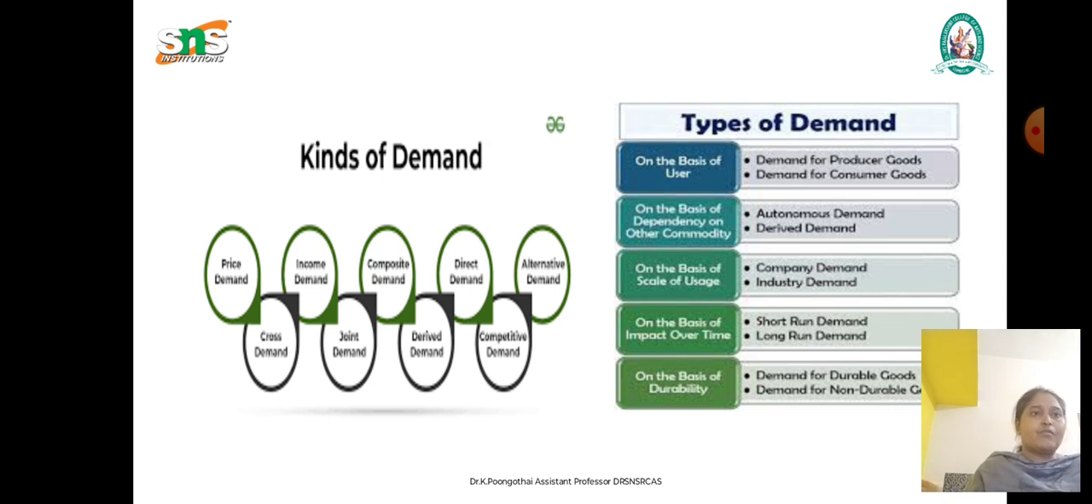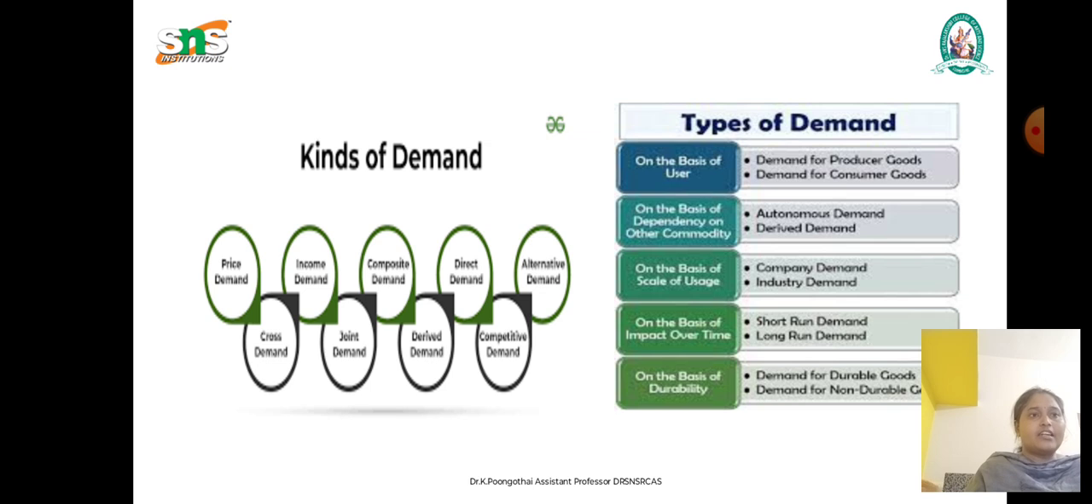Now we are going to see them in detail. The first one is based on market segment: consumer demand and industrial demand. Consumer demand means demand for goods and services by individual persons for personal use. The second one is industrial demand: demand for goods used in the production of other goods or services. That is called industrial demand.